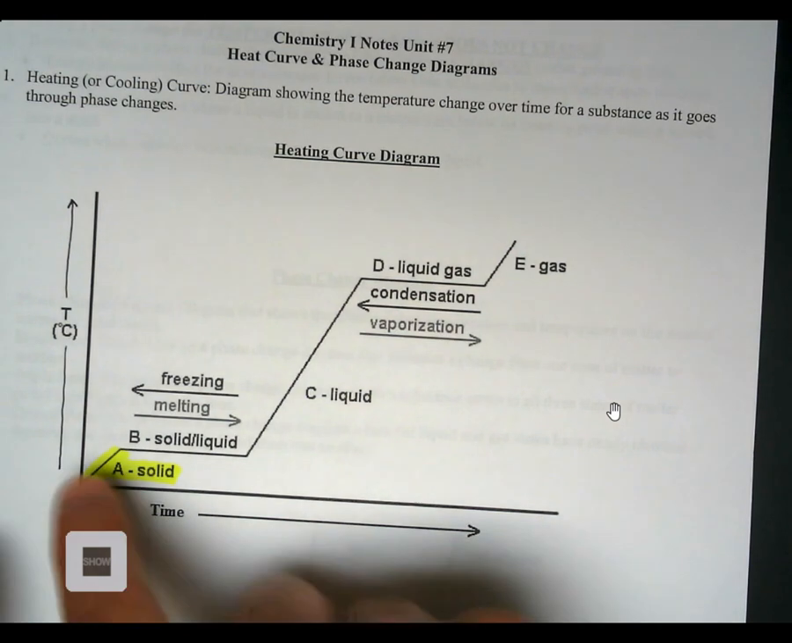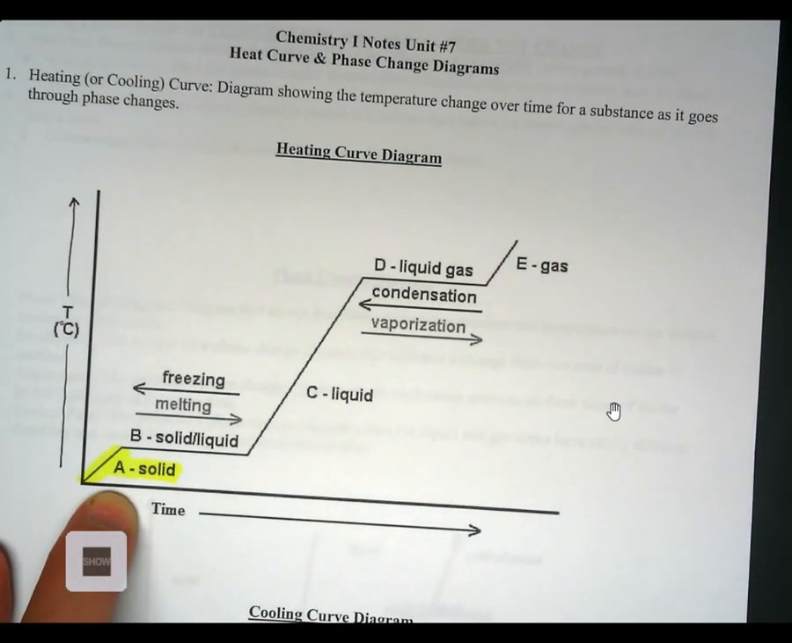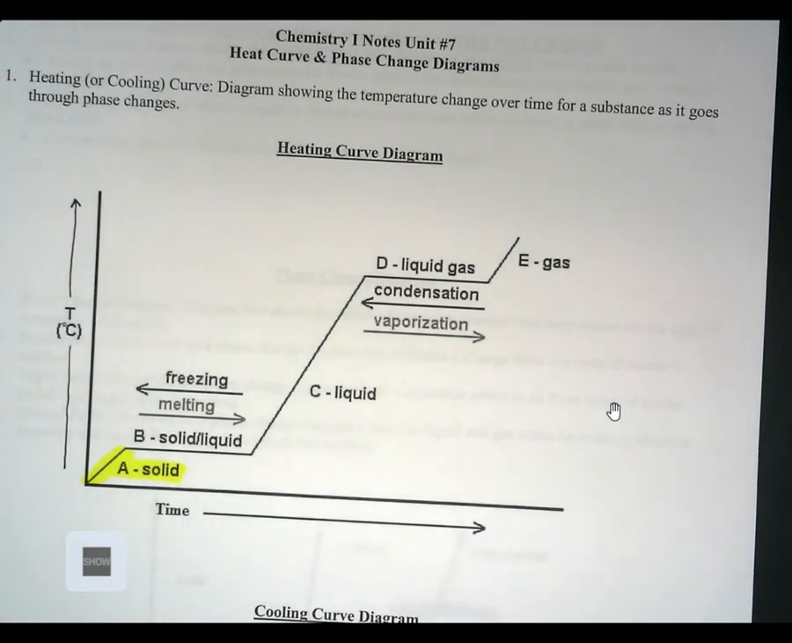So at this point, when the temperature is changing, the speed of the molecule is changing, but not the distance between them. Okay, I'll say that once again. When the temperature is changing, the energy that's being added is making the molecules move faster, or if it's being taken away, it's making them move slower. But the distance between the molecules is not changing, okay?